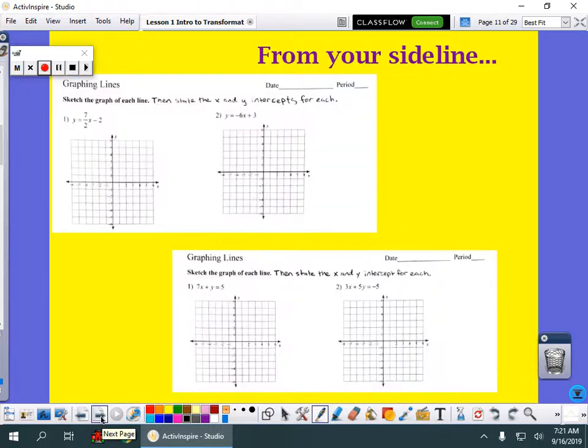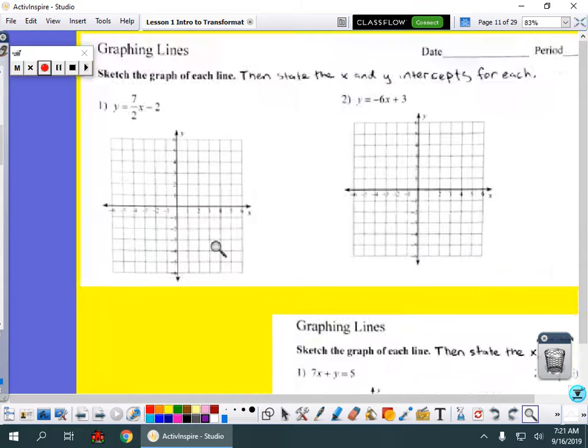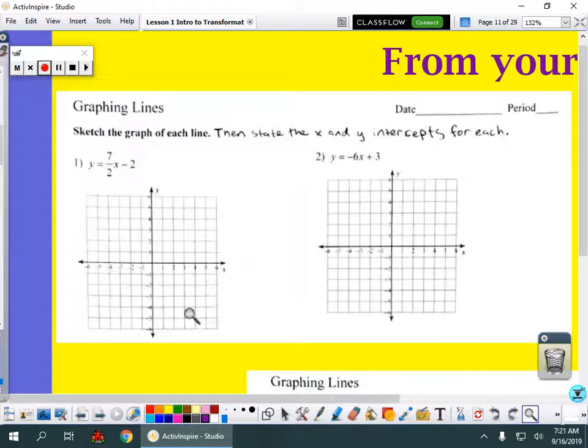All right. So this is your sideline packet. I did want to check in with you on this. So if you could get that out for a second. Okay, so just a really quick review on graphing lines. It says sketch the graph of each line, then state the x and y intercepts for each.